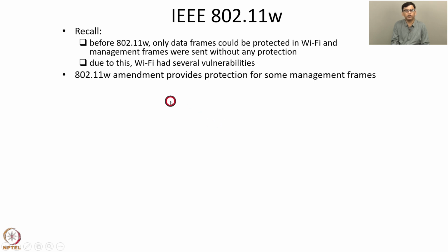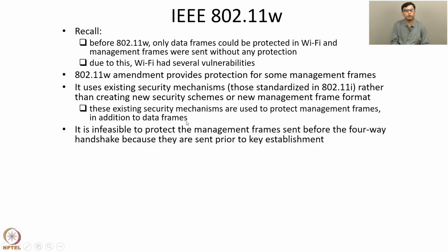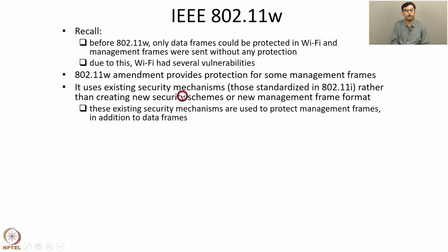Now the 802.11w amendment, which was introduced in 2009, provides protection for some management frames. So how does it provide protection for management frames? It uses existing security mechanisms, those which are standardized in 802.11i and which we discussed earlier. It uses these existing security mechanisms rather than creating new security schemes or new management frame formats. So these existing security mechanisms are used to protect management frames in addition to data frames. Only some of the management frames are protected by 802.11w.